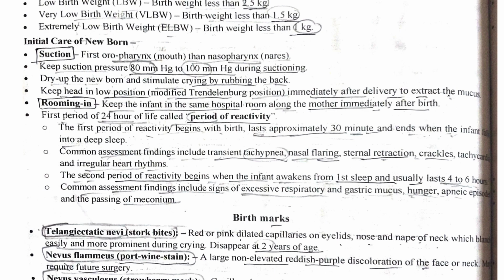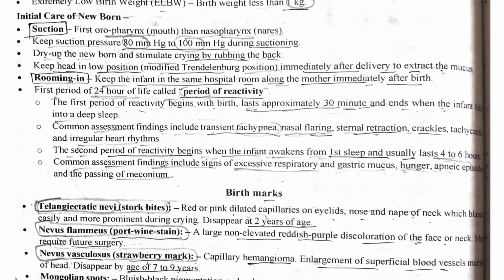Common assessment findings include transient tachypnea, nasal flaring, sternal retractions, crackles, tachycardia, and irregular heart rhythms. The second period of pre-activity begins when the infant awakes from the first sleep and usually lasts for 4 to 6 hours. Common assessment findings include signs of excessive respiratory and gastric mucus, hunger, apneic episodes, and the passing of meconium.